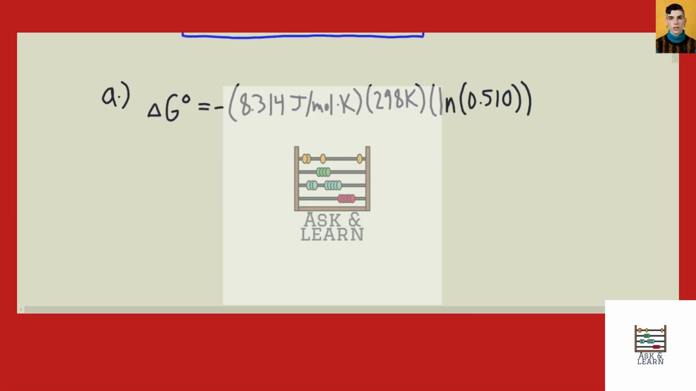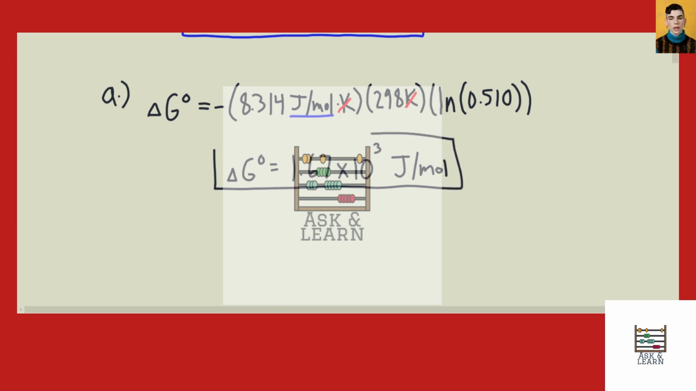When we work through the math, we should get a final answer in part A for the change in Gibbs free energy at standard conditions for this isomerization reaction at 298 Kelvin to be 1.67 times 10 to the third. And when we cancel off units of Kelvin, we're left with final units of joules per mole. So that is the answer for part A.